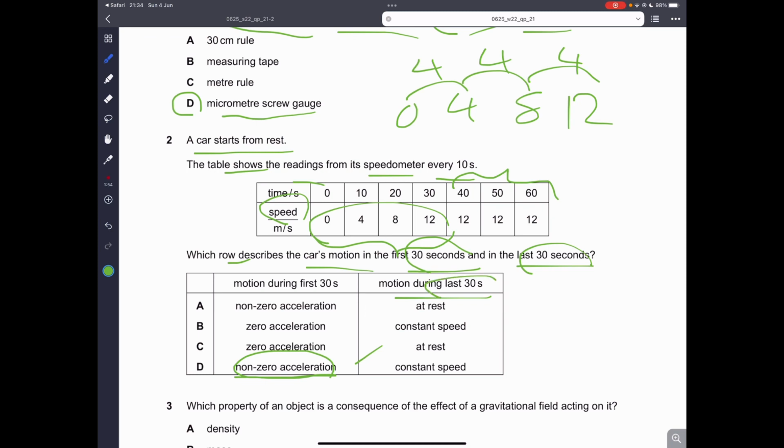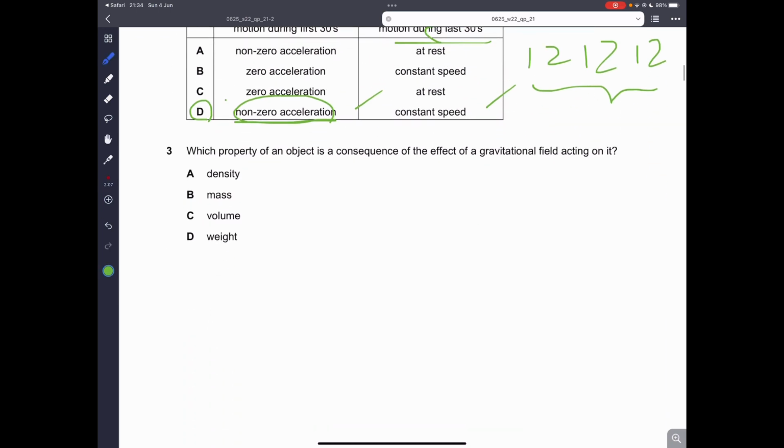And during the last 30 seconds, however, you can see that it is 12, 12, 12. The speed stays constant, it does not change. That means there is no acceleration taking place, and therefore it is at constant speed, and therefore D is the correct answer.